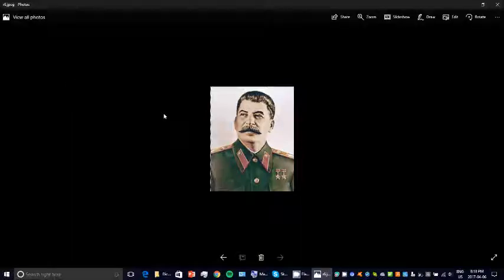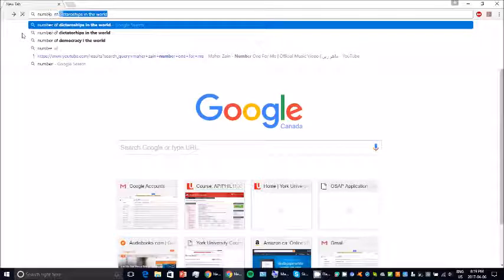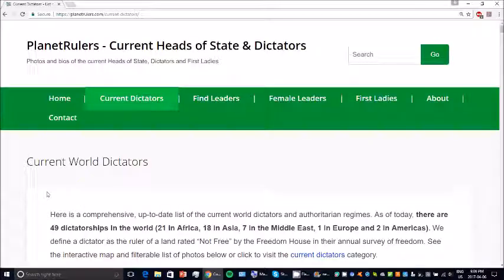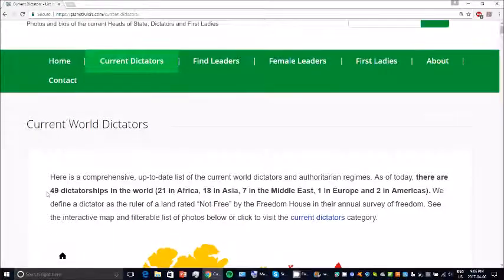Now, since we know what a dictatorship is, and I showed a few historical examples, let's see how many countries in the world are currently run by dictators. In the paragraph on the second line, it says that there are 49 dictatorships in the world. Right beside it in brackets, it gives the amount of countries per continent that are run by dictatorships.